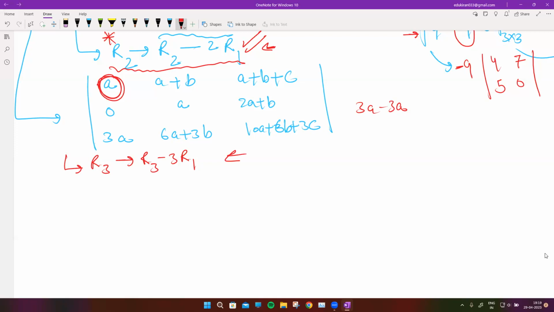So see, I wanted to reduce the column. Because I knew the whole column contains A. A can be made 0 with the help of A. So row wise transformations are helping out in reducing columns, while column wise transformations will help in reducing rows. This is an important point you have to remember.